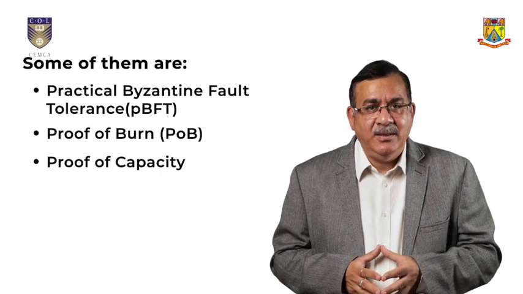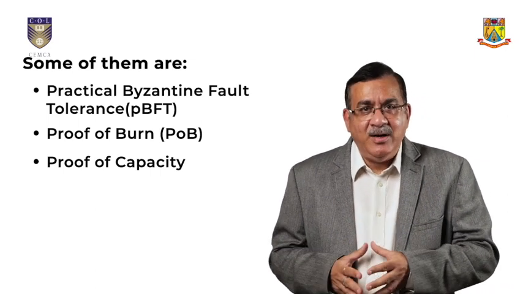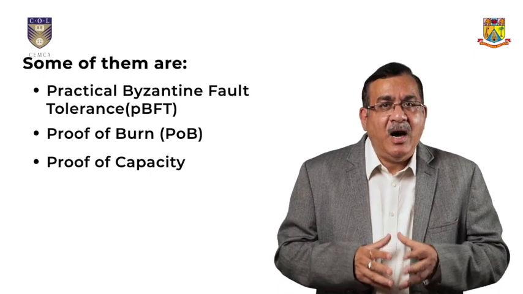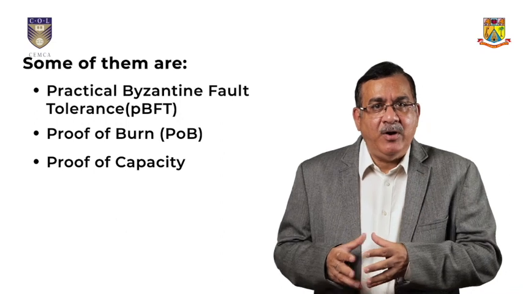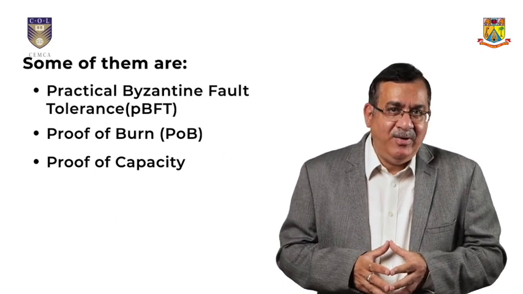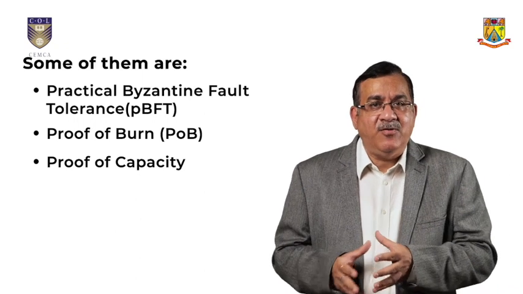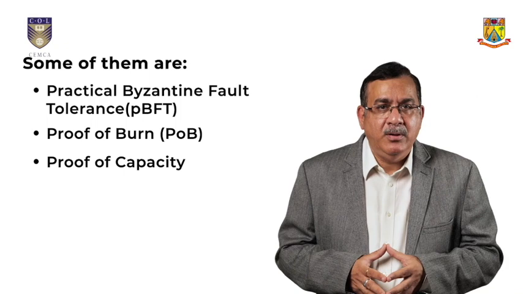Proof of capacity. In the proof of capacity consensus, validators are supposed to invest their hard drive space instead of investing in any expensive hardware or burning coins. The more hard drive space validators have, the better are their chances of getting selected for mining the next block and earning the block reward.